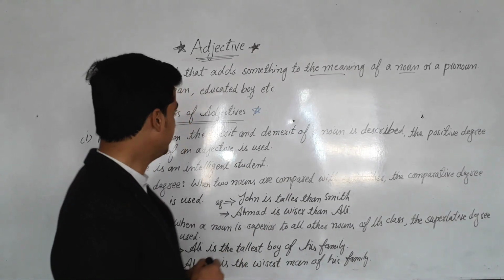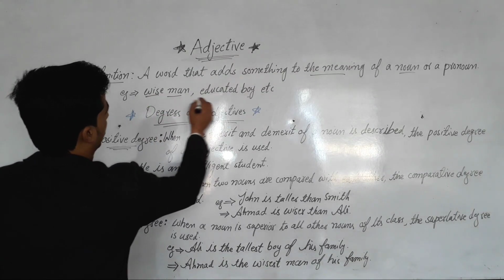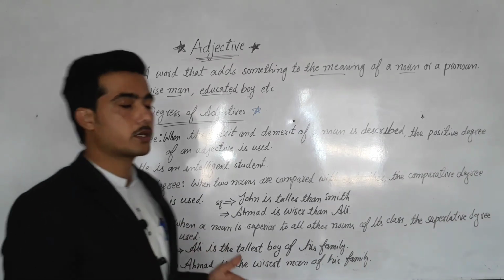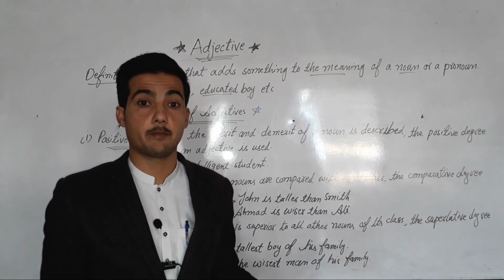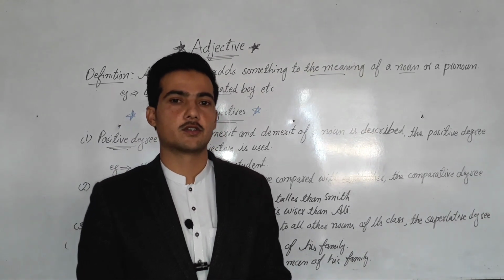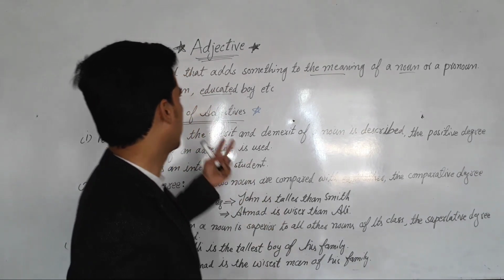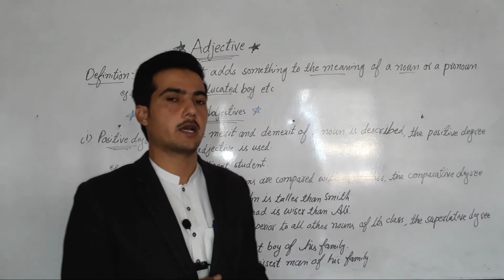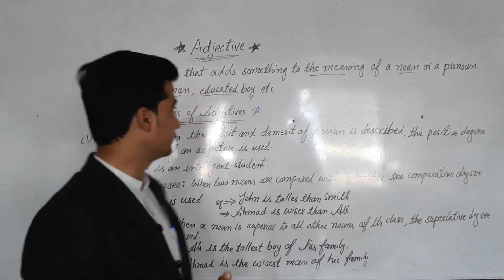For example, wise man and educated boy. Now you can see here, if someone comes to you and says "man", we don't know what sort of man he is. When he adds an adjective, he will say "wise man". So "wise" describes a noun. The second one, "educated boy", similarly describes a boy that is educated.